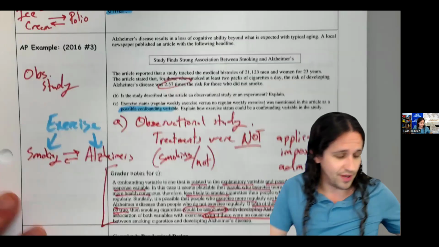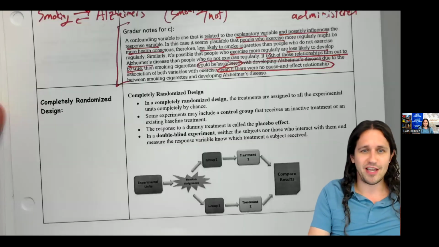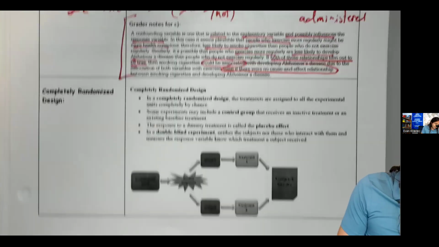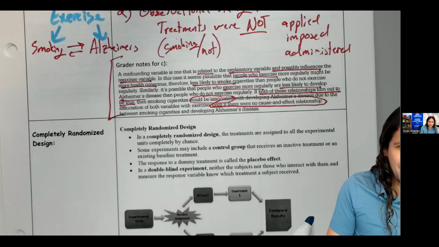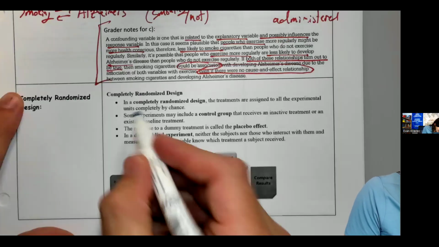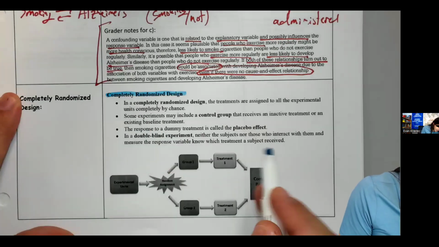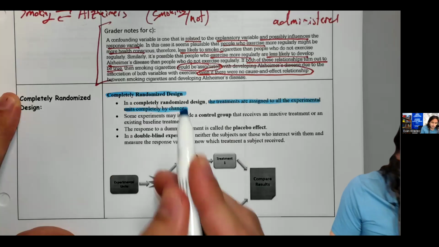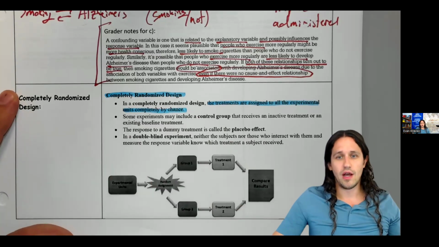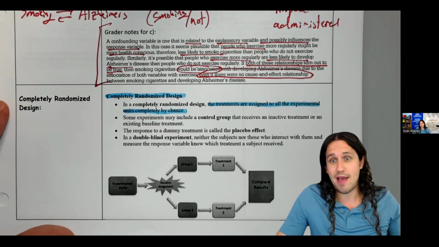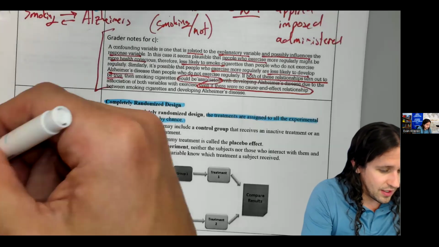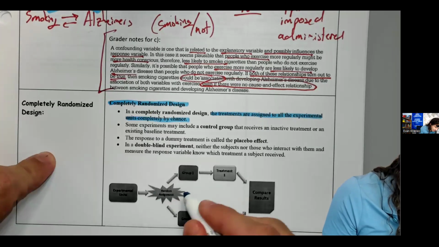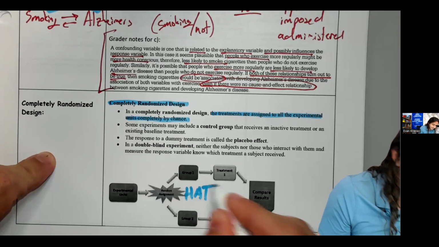What else do we have? We have some more down here at the bottom about completely randomized design, another vocabulary word written in bold. What's a completely randomized design? Treatments are assigned to the experimental units by chance. It's the hat method. It's essentially this random assignment could be the hat.